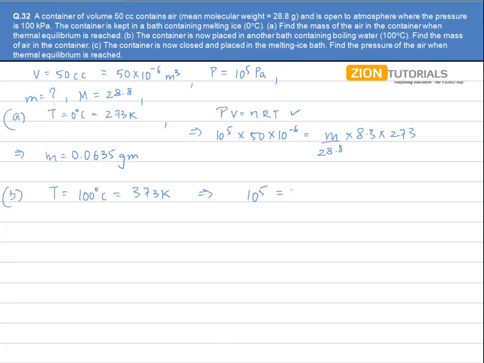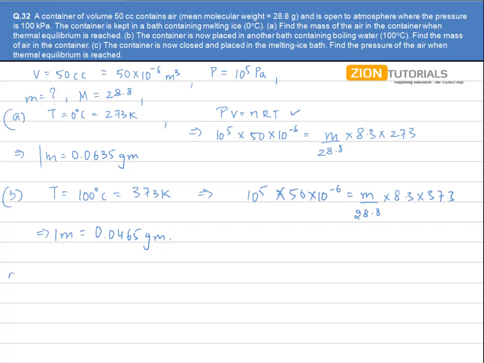We'll put in the same values: 10 raised to the power 5 into 50 into 10 raised to the power minus 6, which is the volume, equals m divided by 28.8 into 8.3 into 373. So from here we will calculate the value of the mass, which you will get as 0.0465 grams, right? So this is the first answer, and this is the second answer.